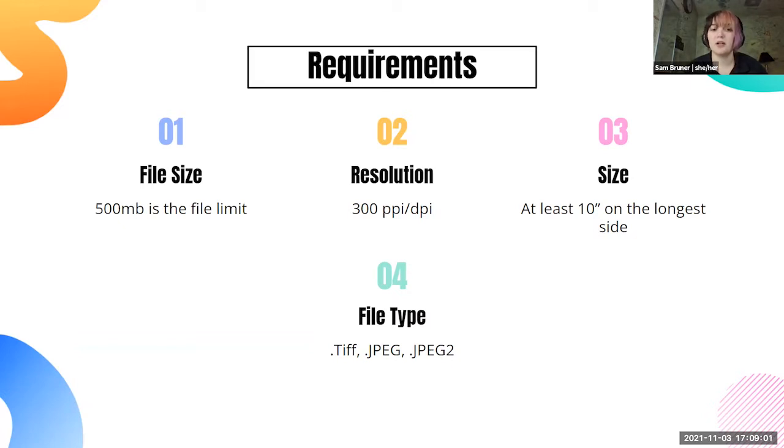And I will go over how to change that in a second. And then the size, at least one side needs to be 10 inches. Again, for printing purposes. On the web, it doesn't really matter, but for printing purposes, it does matter. And then file type, JPEG, JPEG2 are kind of the same thing. One's just more updated, and then a TIFF file. You'll probably be working mostly in JPEGs.